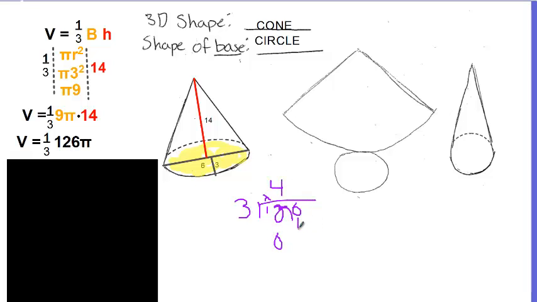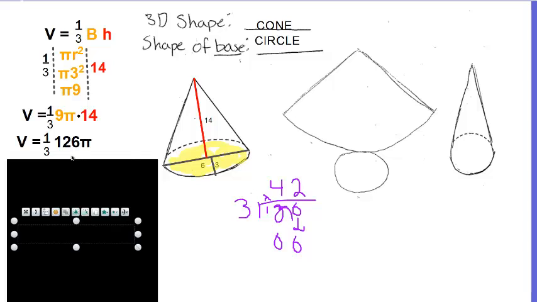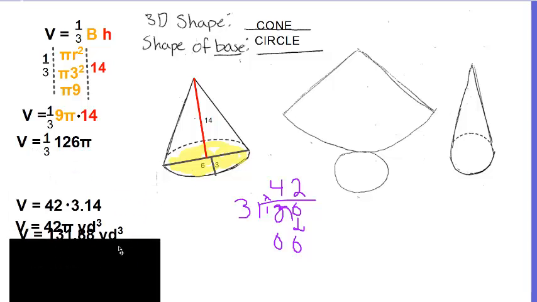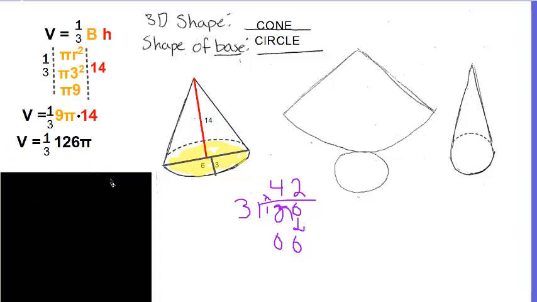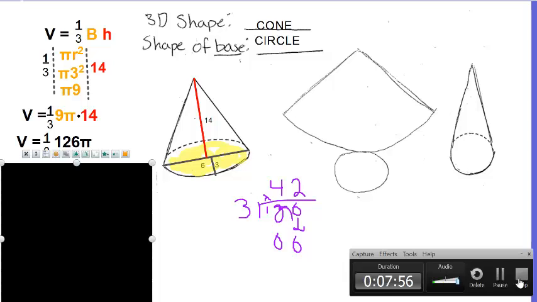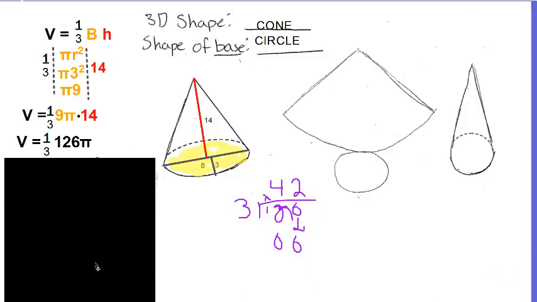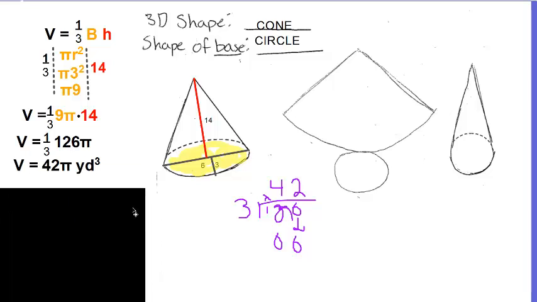Let's look. Yes, 3 fits into 12 4 times. This one is a little bit different because we can't split 126 into 3 pieces quite as easily. So remember, we said with multiplication we can switch the order and it doesn't change anything. So I'm actually just going to switch the order here. You can rewrite this as volume equals 1/3 times 12 times 42 pi yards squared.